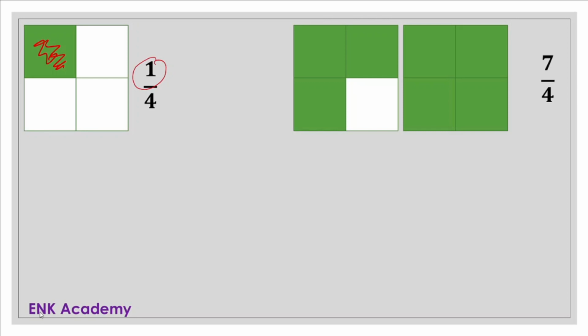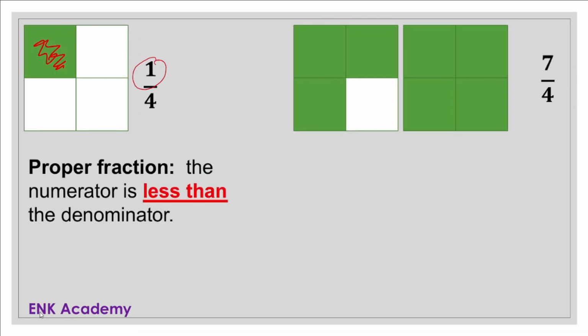If we want to dig a bit more, as we saw previously, we are shading one part, and then we have 1 over 4, and because the numerator is less than the denominator, this one is called a proper fraction. So a proper fraction is defined as the fraction where the numerator is less than the denominator.